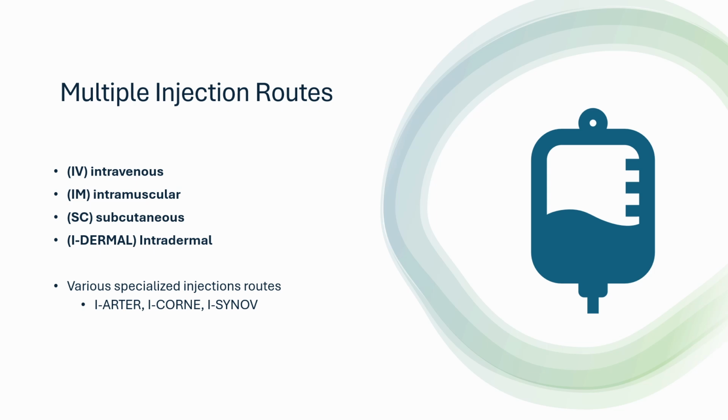There are many routes that medications can be injected into, whether that's directly into an organ or areas of our body. Some of them include intrasynovial or into our cornea or intraarterial, but today I'll be focusing on 4 major routes, which is going to be the intravenous route, intramuscular, subcutaneous, and intradermal.